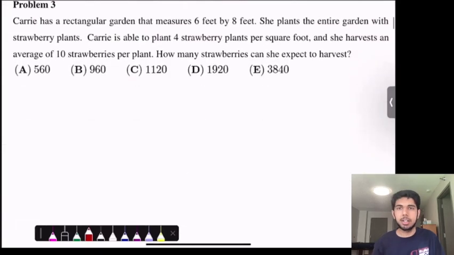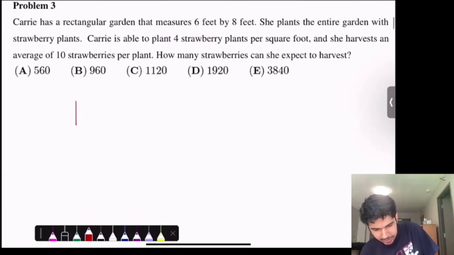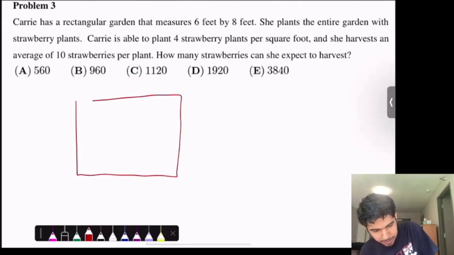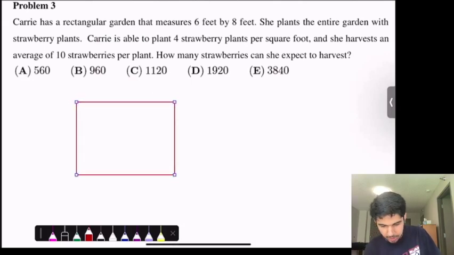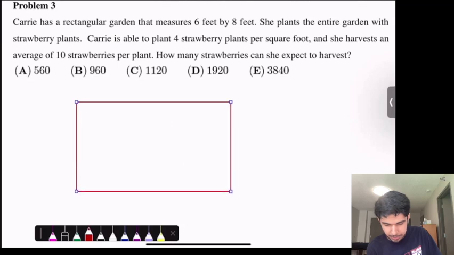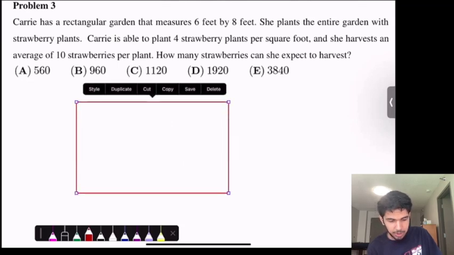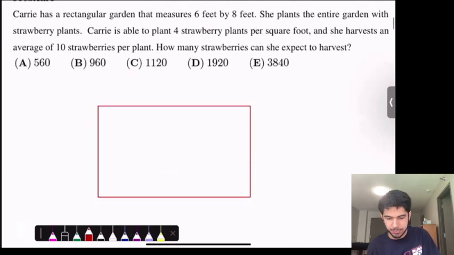Carrie has a rectangular garden that measures 6 feet by 8 feet. She plants the entire garden with strawberry plants. Carrie is able to plant 4 strawberry plants per square foot, and she harvests an average of 10 strawberries per plant. How many strawberries can she expect to harvest?